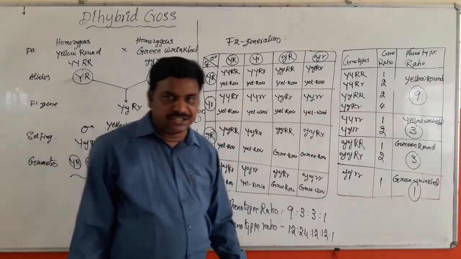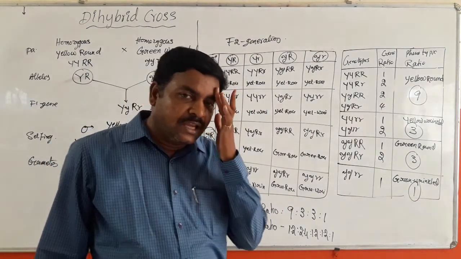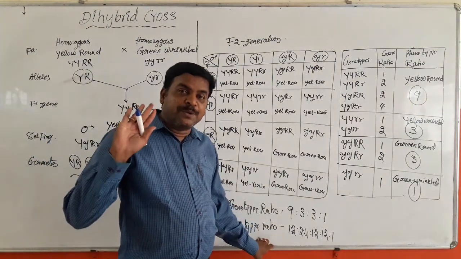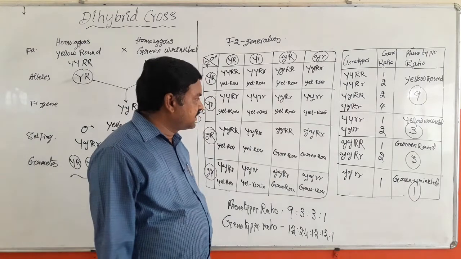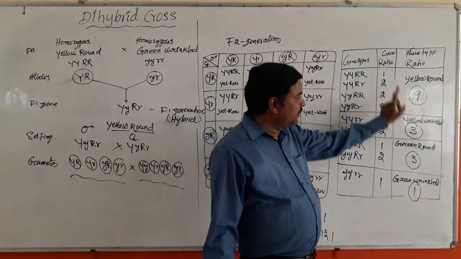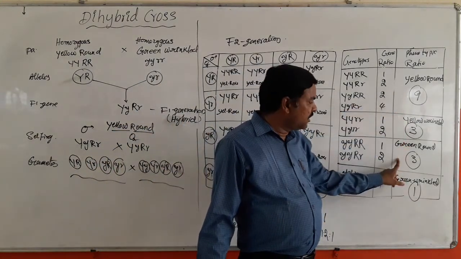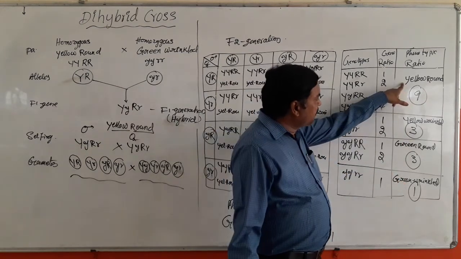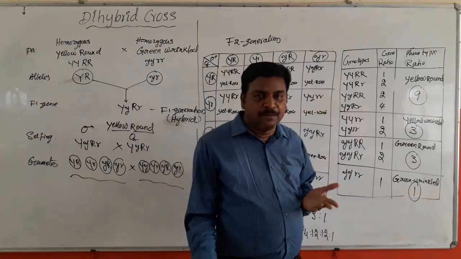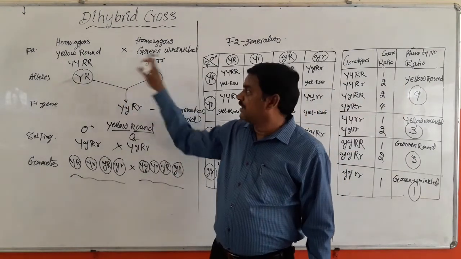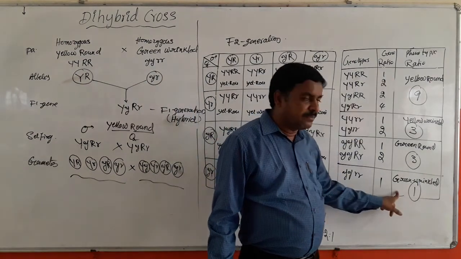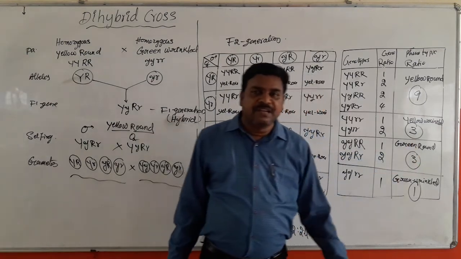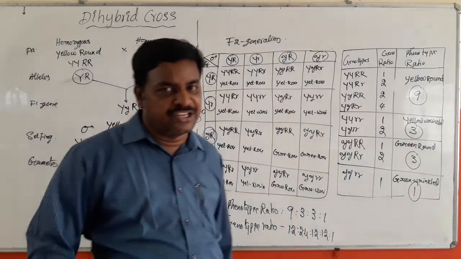Students, here is one of the most important points: there are a total of 4 phenotypes. One is yellow round, second is yellow wrinkled, third is green round, fourth is green wrinkled. The first phenotype and the last phenotype are parental phenotypes. Yellow round parental phenotype, green wrinkled parental phenotype. But what about these two? Yellow wrinkled and green round phenotypes are additionally formed in the F2 progeny.